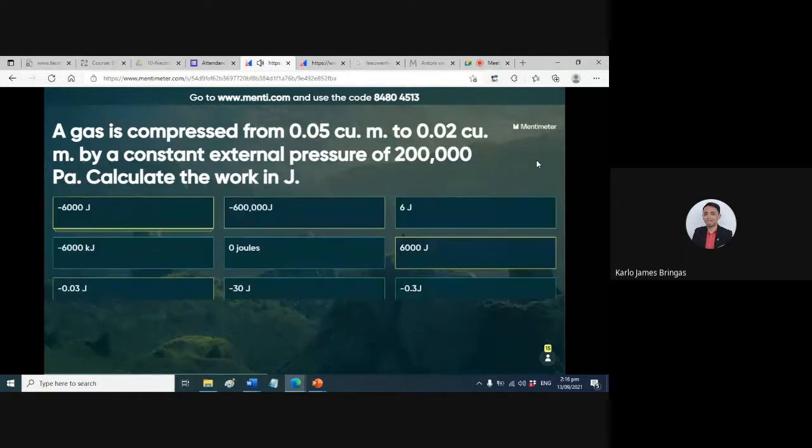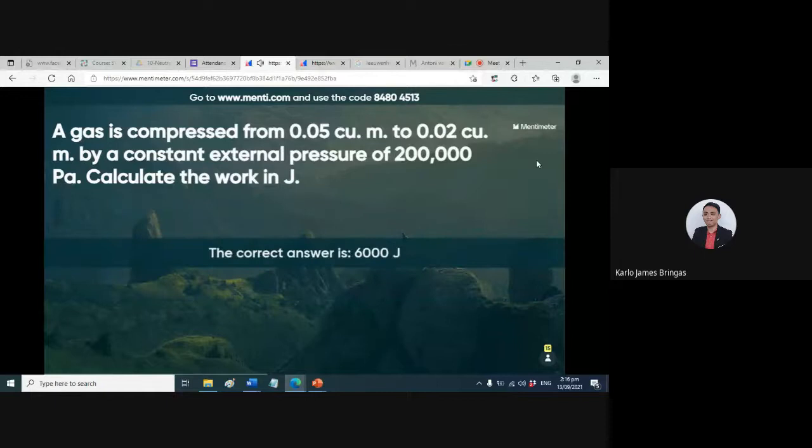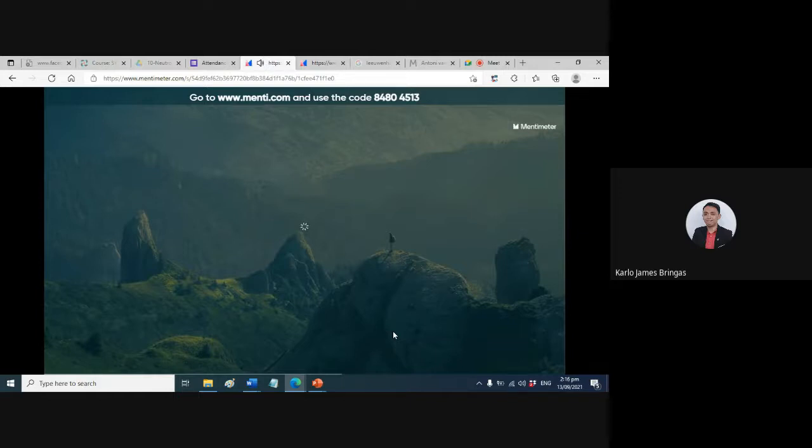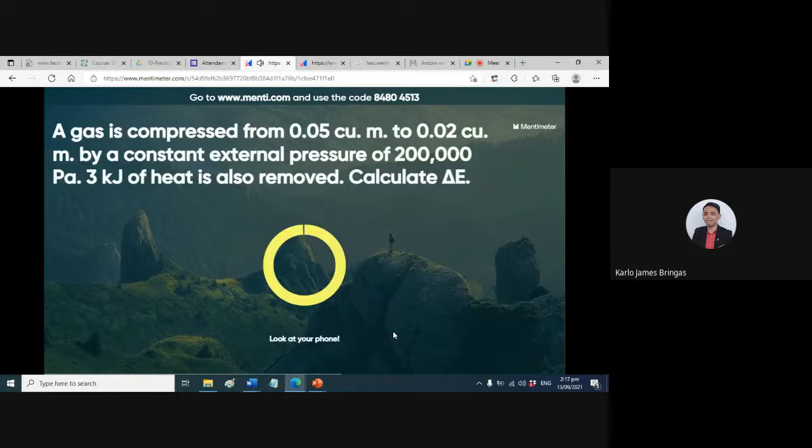Ayan, time's up. So checking the answer, the correct answer here is 6,000 joule. So we have one person who got the correct answer for this one. So congrats on that person who got the correct answer. So please take note of your answer from the previous. The correct answer was negative 6,000. So this time, let's now proceed to the next question. Again, recall negative 6,000 yung answer kanina.